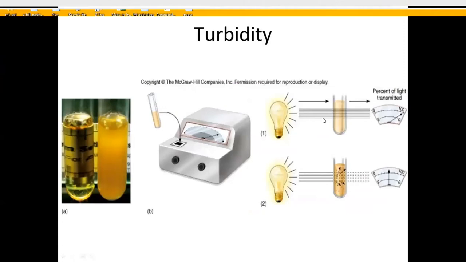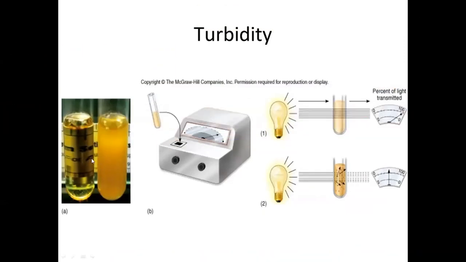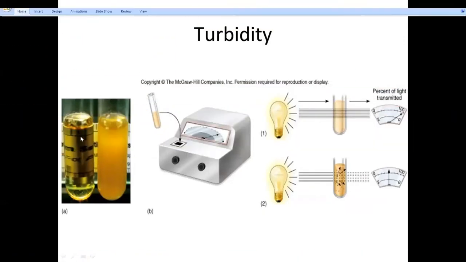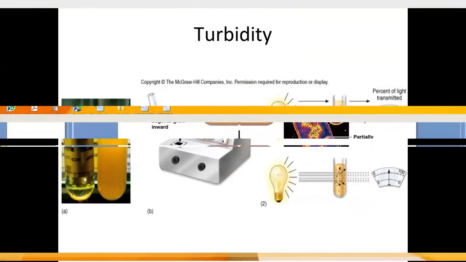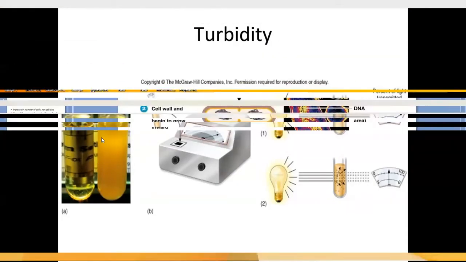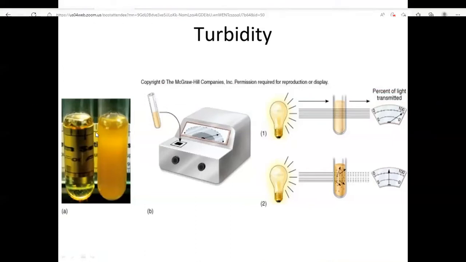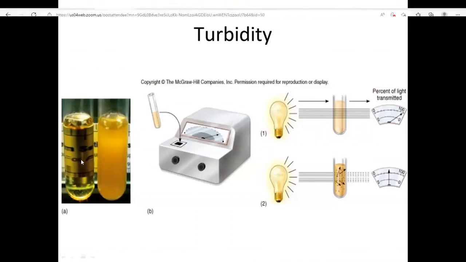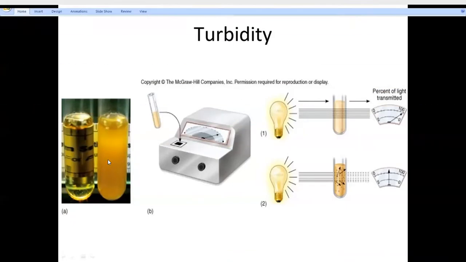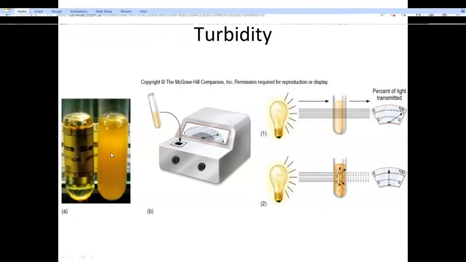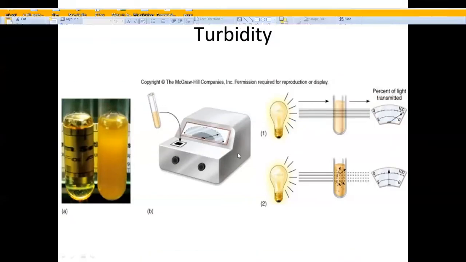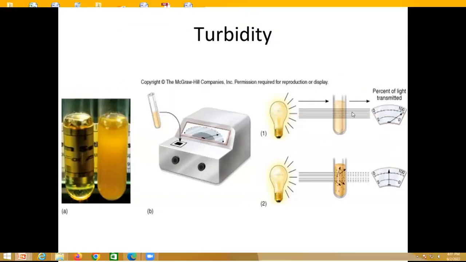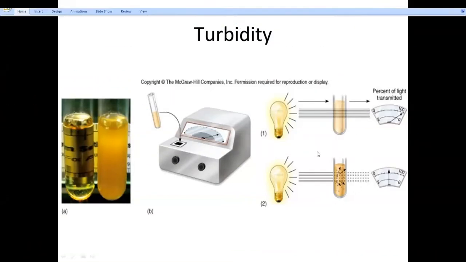Next is turbidity. When the growth happens, there will be more turbidity. Here you can see this is the clear broth, and this is the turbid broth where you are not able to see what is at the back. Here you can see the text where the tube is clear, but here you are not able to see the text. Why? Because turbidity has increased. This turbidity can be measured using a colorimeter, which utilizes the principle of Beer-Lambert's law.